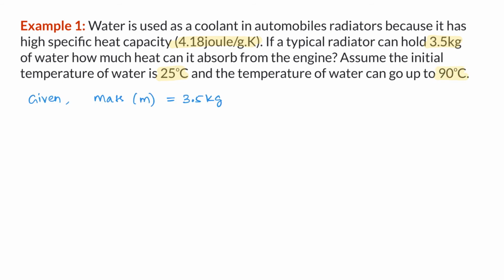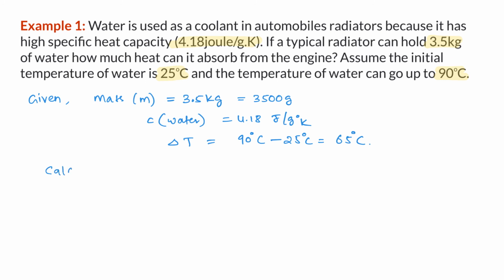The mass of water is given as 3.5 kilograms or 3500 grams. The specific heat of water is given as 4.18 joule per gram per degree Kelvin. The temperature of water goes from 25 degrees Celsius to 90 degrees Celsius. That is, delta T is T final minus T initial, 90 minus 25, that is 65 degrees Celsius. And we need to calculate the amount of heat that the water sample can absorb.